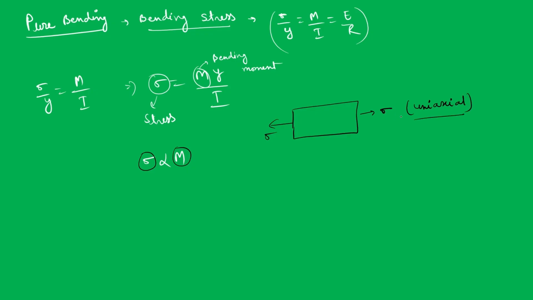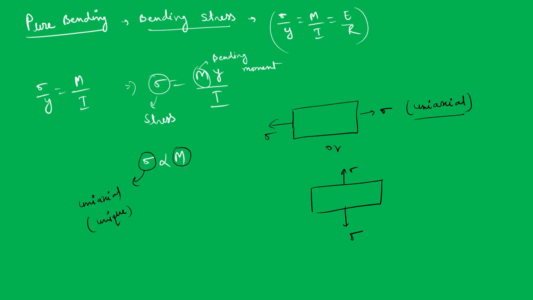Uniaxial means there is stress on this particular beam in only one direction. It can be like this, or like this. So this is again the uniaxial state of stress. This particular sigma is uniaxial, and that is why it is called uniaxial.